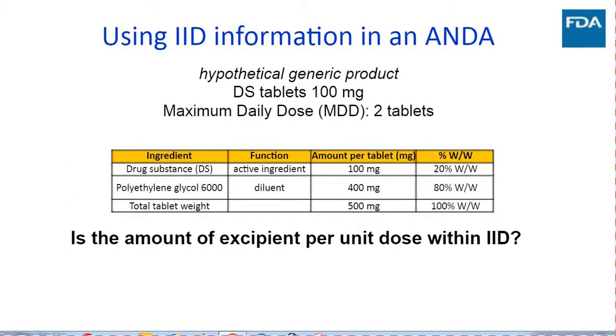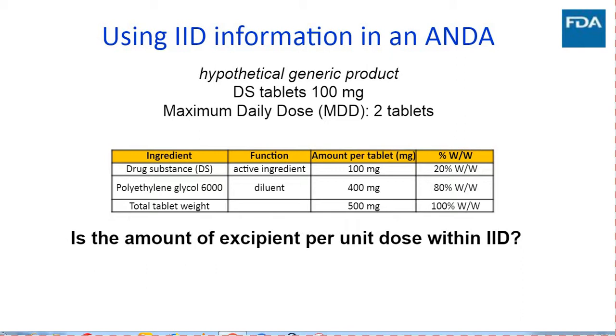So thanks, Priscilla. Let's talk a little bit about how to use the IID in evaluating the safety of an excipient in an actual dosage form. And here in this FDA slide, we have an example of a drug product, which shows the amount of both the drug substance and the polyethylene glycol that is in the drug product. And you'll see there's 400 milligrams of the polyethylene glycol 6000 in this drug product, and that the drug product is dosed at 2 tablets a day.